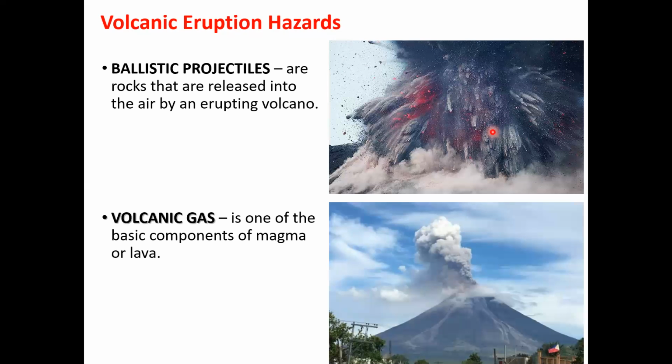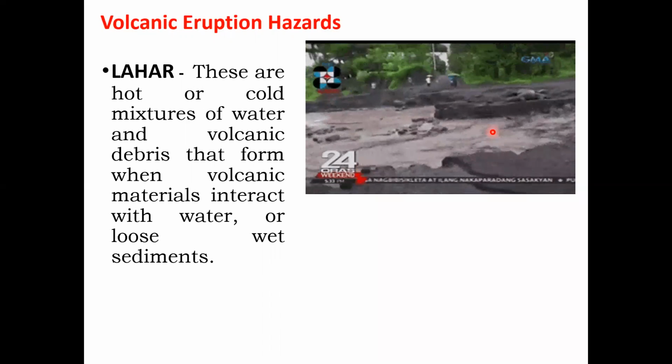We also have volcanic gas. Volcanic gas is one of the basic components of magma or lava. This volcanic gas could consist of sulfuric acid or different acids that, once we inhale, could be dangerous to our respiratory system. We also have lahar.